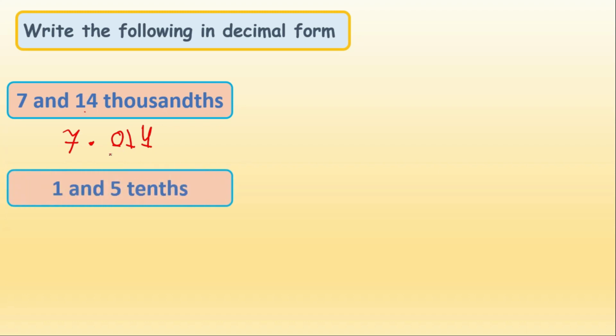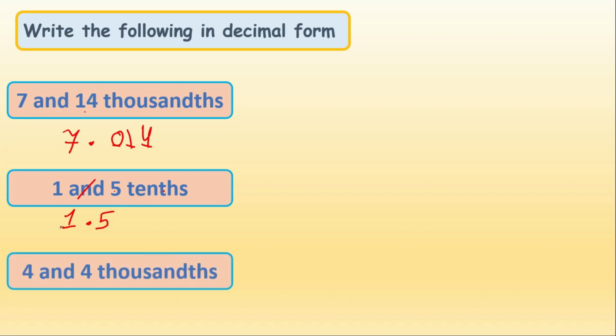Got it? Next one: 1 and 5 tenths, and decimal point, 1 in whole, 5 tenths. It means only 1 digit in the decimal part. The next one: 4 and 4 thousandths, replace and by the decimal point, 4 in whole, 4 thousandths. So 3 digits, 1 2 3. Write 4 in the thousandths digit, and we don't have tenths or hundredths.